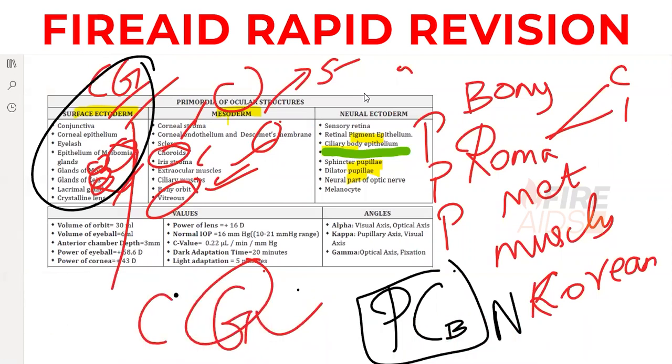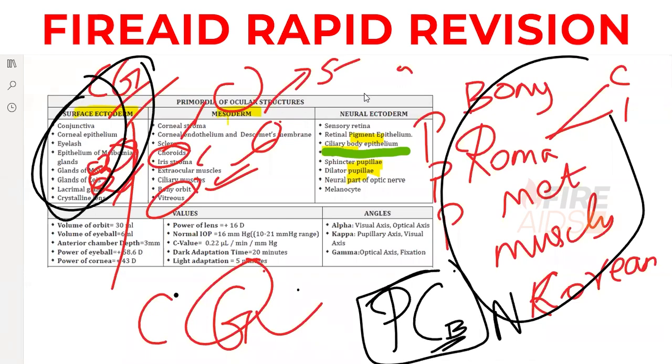crystalline lens. Okay. Mesoderm means bony roma met muscly chorion. Neural ectoderm means PCB. P is for all the pigmented, pupillae and neural part, and CB is for ciliary body. So if you remember CB, you will not get confused with C: conjunctiva, corneal epithelium, and crystalline lens. Okay, and here, even though there is corneal stroma, choroid, ciliary muscle, you're going to remember with this mnemonic.